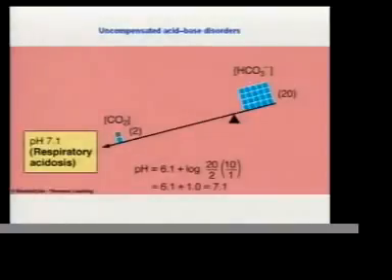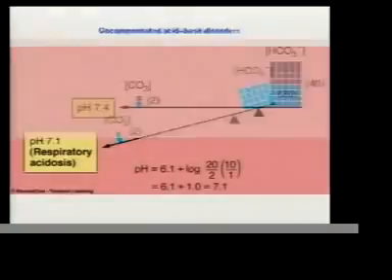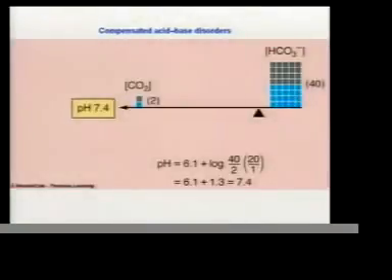So how will that make a difference? Well, the log of 20 to 2 is the same thing as 10, right? So the log of 10 is actually 1. So 1 plus 6.1 is 7.1. That's acidosis. That's below our minimum range, okay, for blood. This is respiratory acidosis. Why? Because there's too much CO2. Okay? Now, our body can compensate.